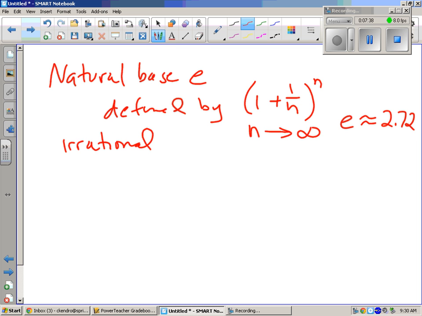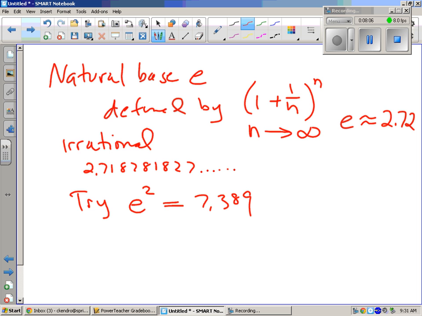Irrational. It's really like 2.71828, etc. But we're going to abbreviate it down to 2.72. So try it in your calculator. Try e squared and see what you get. e squared is 2.72 to the second power. You should get approximately 7.389.